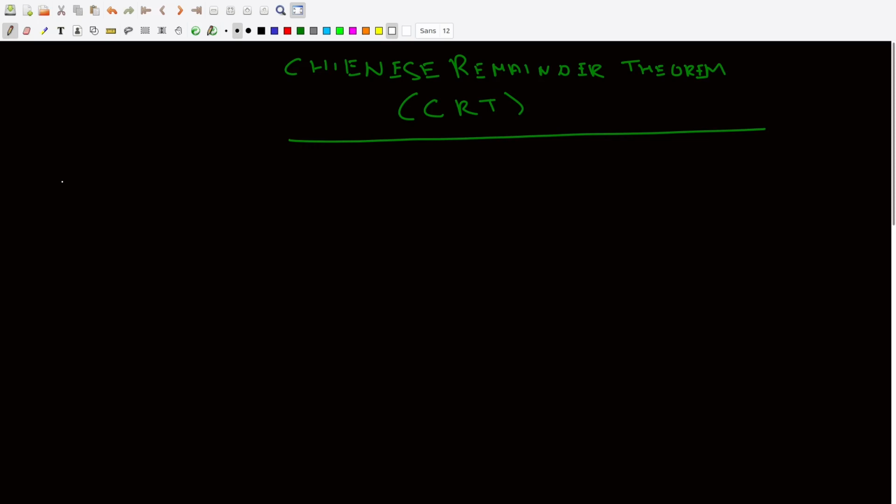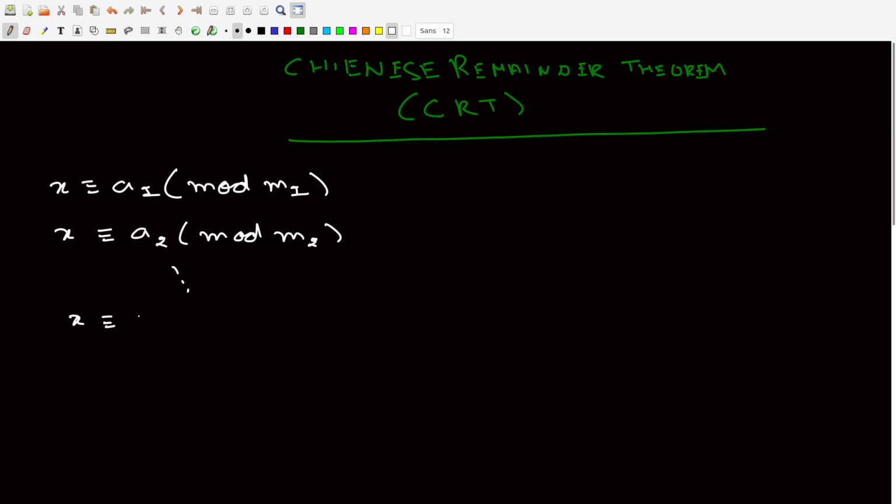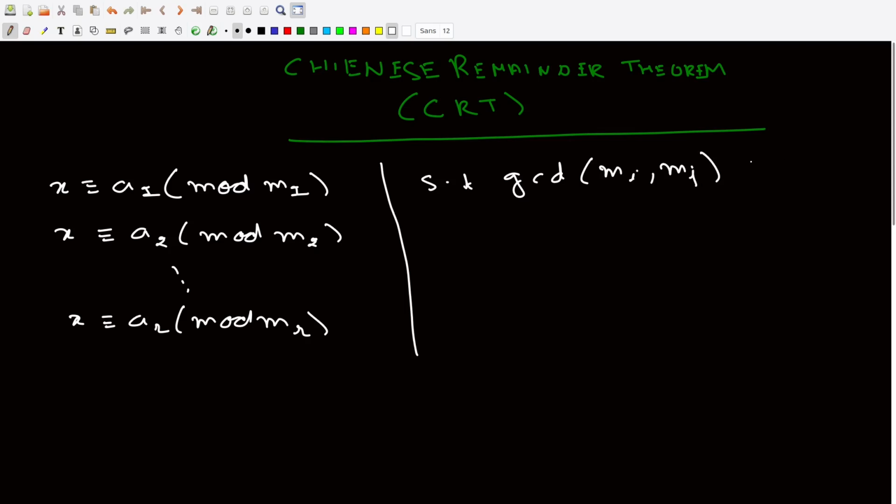The Chinese remainder theorem says that if there are equations, let's say x is congruent to a1 mod m1, x is also congruent to a2 mod m2, and similarly there are r such equations, so x is congruent to ar mod mr, such that GCD of mi, mj is 1 for all i and j from 1 to r, where i is not equal to j.